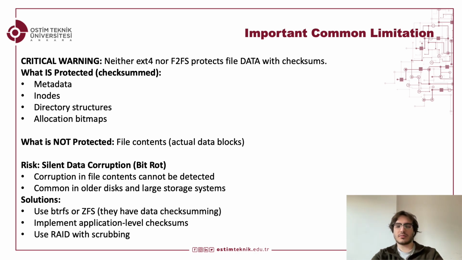Neither Ext4 nor F2FS provides checksums for file data. Both protect the metadata: inodes, directory structures, and allocation bitmaps are checksummed. But the file content itself is not protected. What does it mean? If silent bit corruption occurs on a disk, which is common on older disks and large storage systems, the file system cannot detect it. Your data may be corrupted without you knowing.